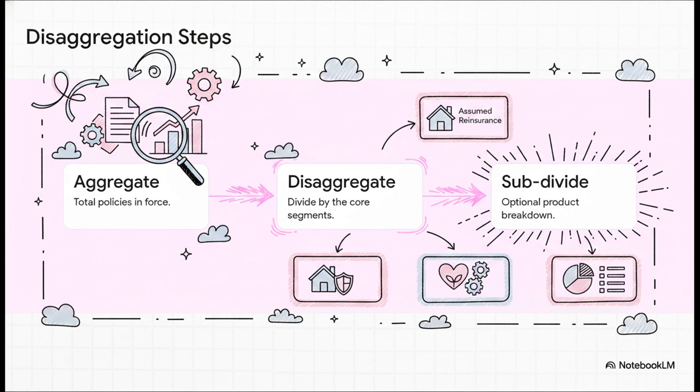Step 1 is straightforward. You query your systems to aggregate the absolute total number of policies currently in force across your entire entity. But step 2 is where the actual compliance heavy lifting happens. You have to take that massive total and parse it out, allocating every single policy into either property and casualty, life, or assumed reinsurance. Doing that meets the baseline requirement. But interestingly, there is a step 3.